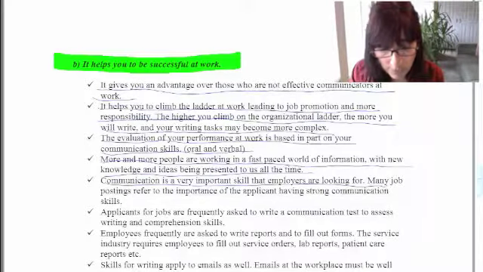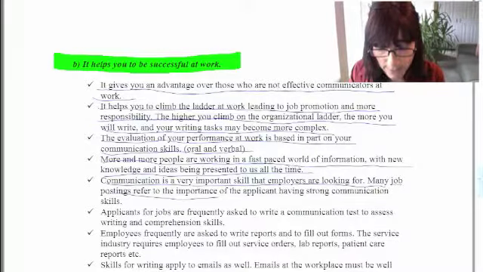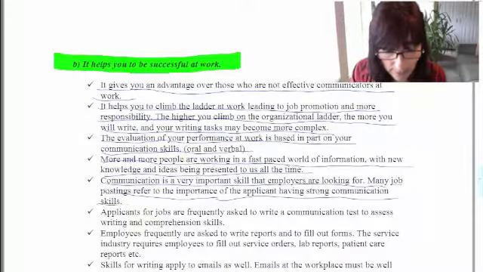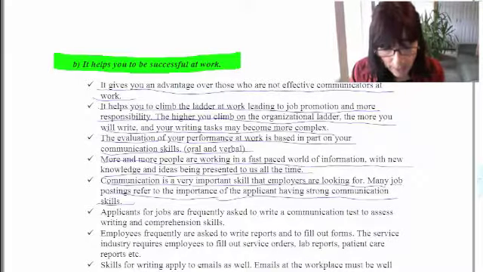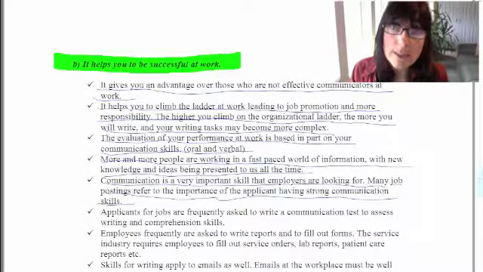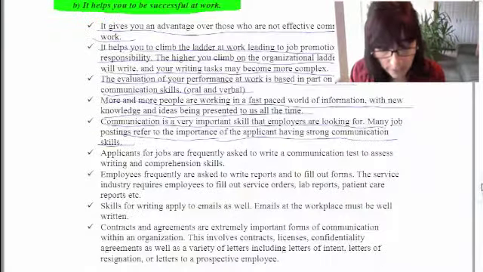Communication is an important skill that employers are always looking for. Many job postings, if you look carefully, will show the importance of the applicant having strong communication skills. Often one of the skills that the employer will state in the job description is that you must have strong communication skills.